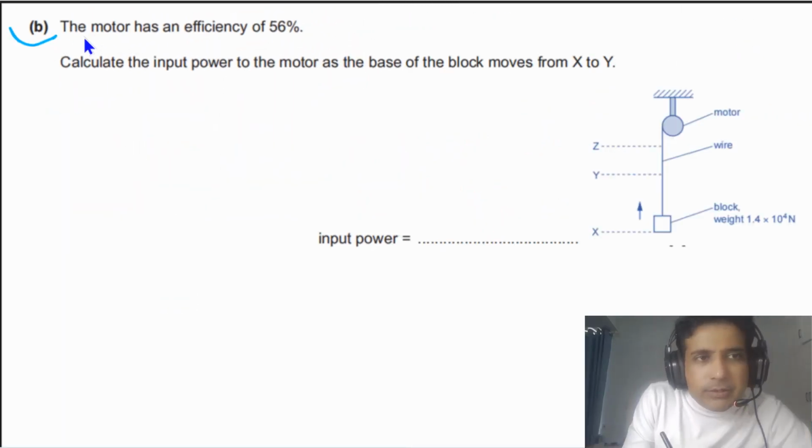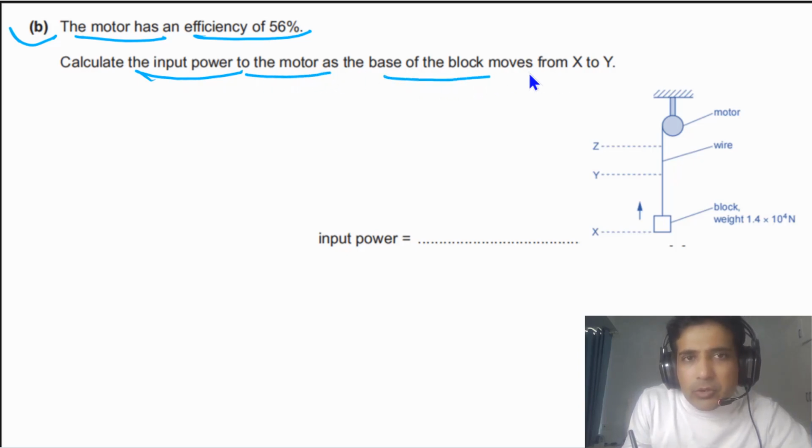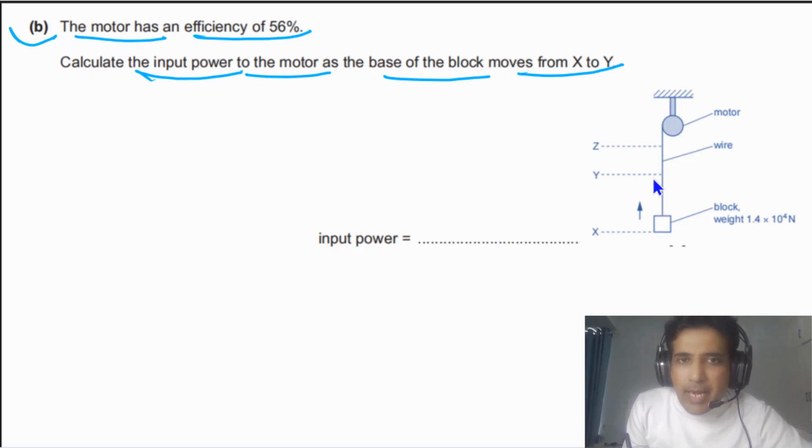For part B, it is given to us the motor has an efficiency of 56%. And we need to calculate the input power to the motor as the base of the block moves from X to Y. Means when this block moves from X to Y, we need to calculate input power to the motor.